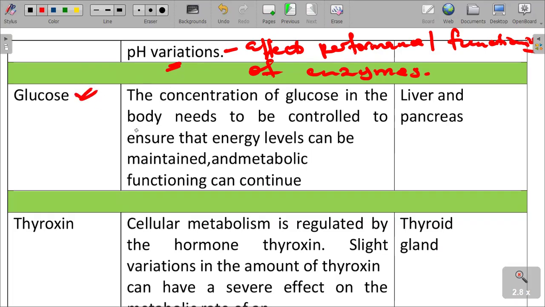Another point to talk about is glucose. The concentration of glucose in the body needs to be controlled to ensure energy levels are maintained. Energy is produced as a result of the availability of glucose, and metabolic functioning can continue. Life processes can continue because when glucose is there, an oxidation process occurs. Oxygen allows the production of energy, carbon dioxide, and also water, as a result of glucose. The target organs for that are the liver and the pancreas. I'm sure these are making sense.